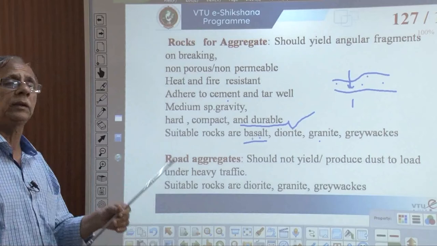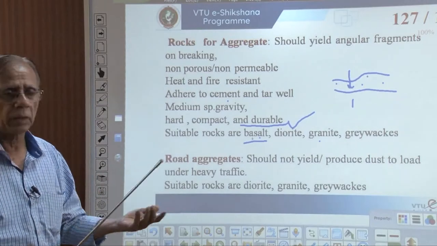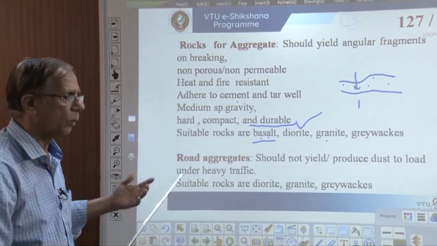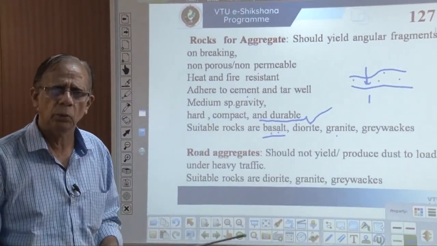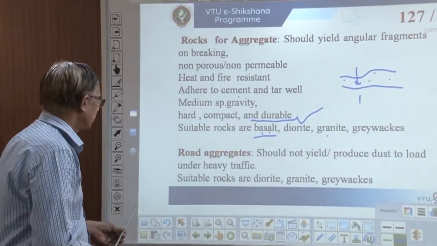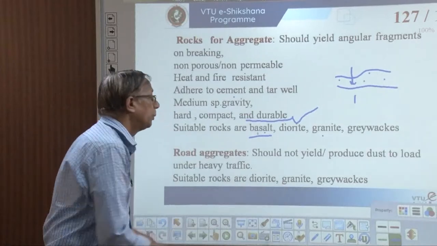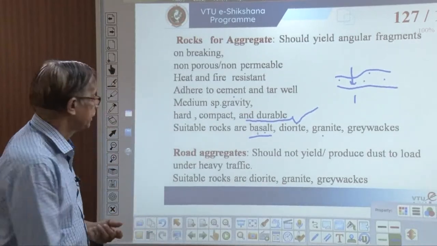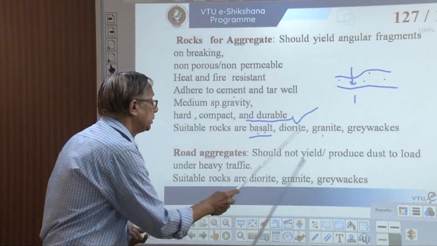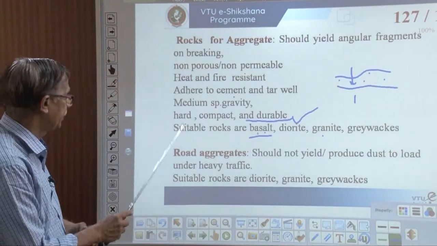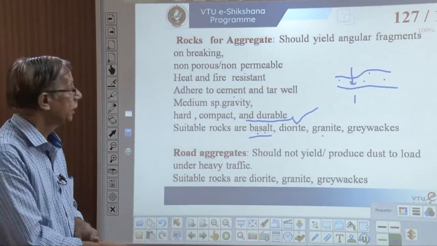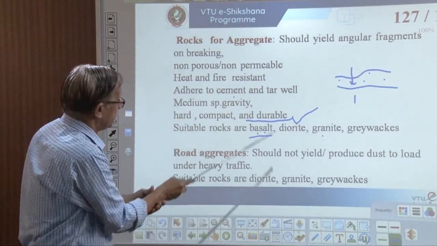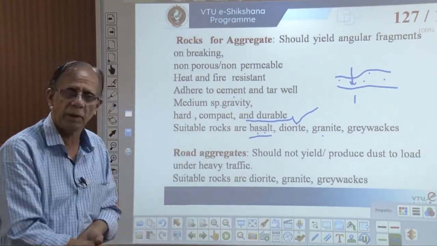We use aggregates in our beams, columns, slabs, etc. Once we place the decided load, that's all. But in the case of roads, with heavy traffic, they should not yield dust under the heavy traffic. Therefore, what is the expectation? In addition to all these properties, we have an additional property.